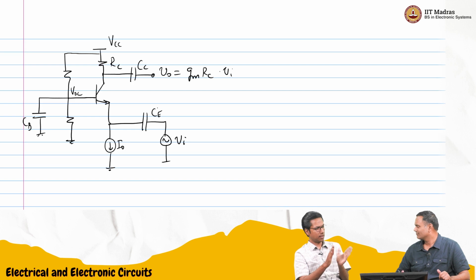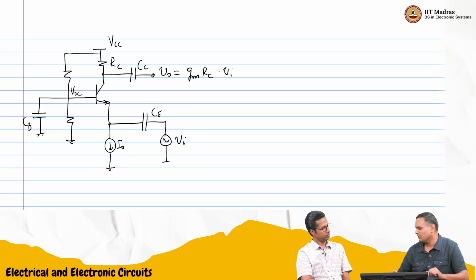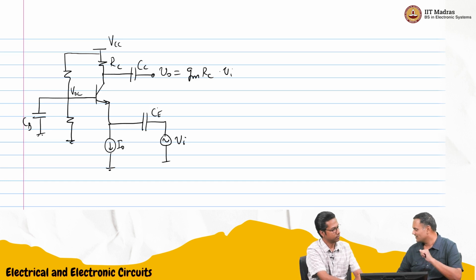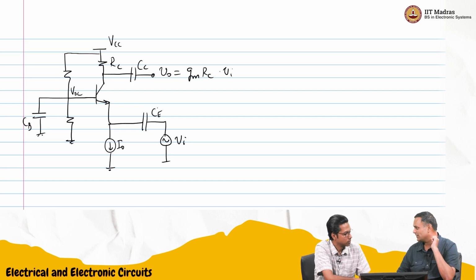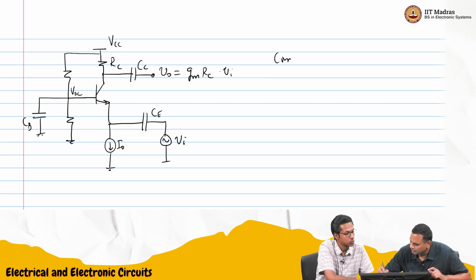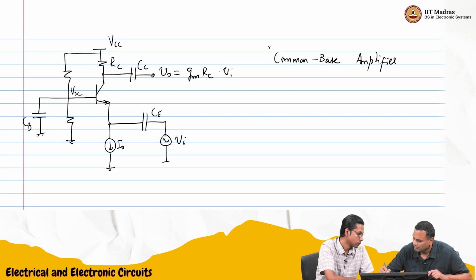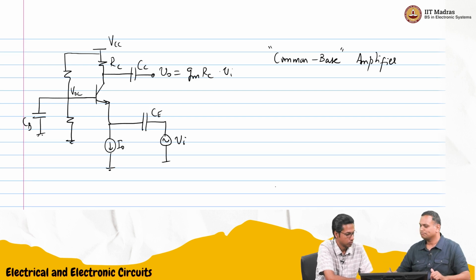So this means the common emitter and this are very similar. There are some small differences, but in terms of gain, they are very similar. So this is your classic common base amplifier.